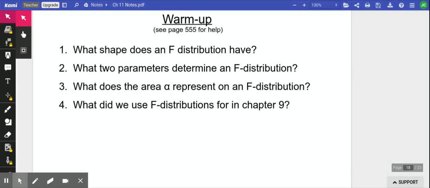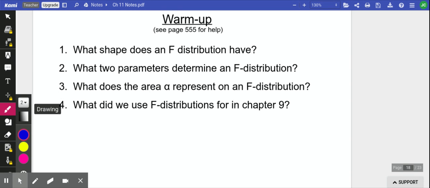All right, we're going to get started with lesson 11.5. The first thing we need to talk about is an F distribution. We did not talk about this back in chapter 9, but if you go to page 555 in your textbook, it has this information. So an F distribution is always right skewed. So that's what it looks like.